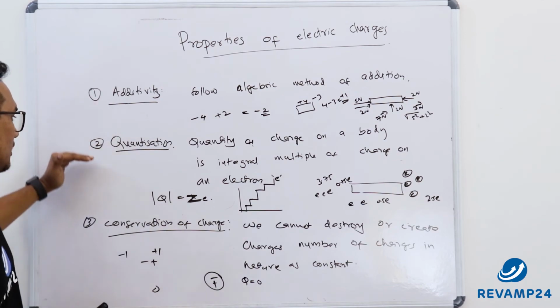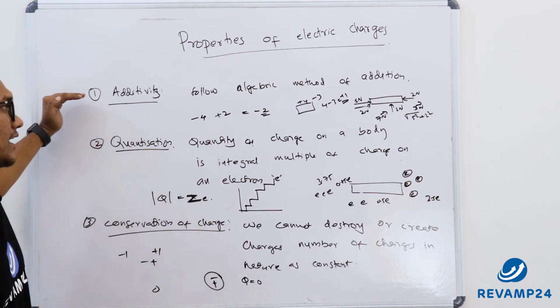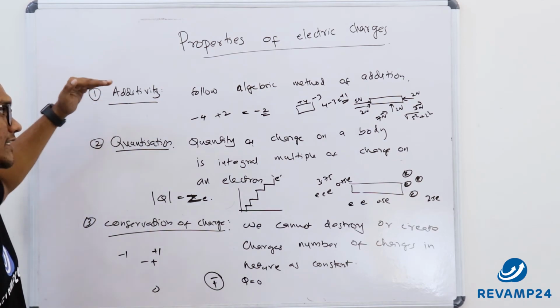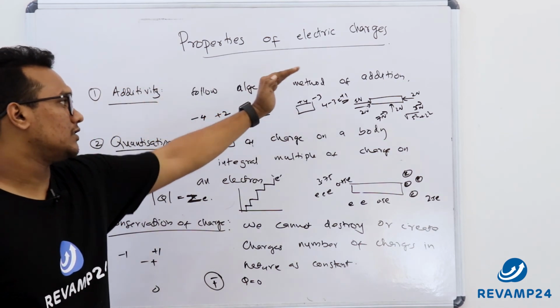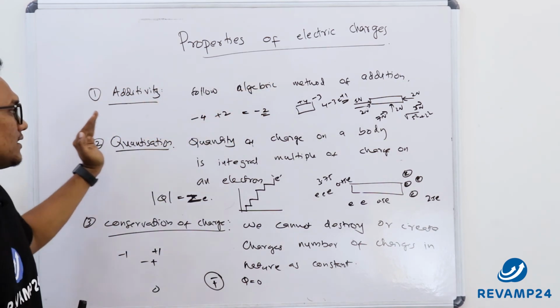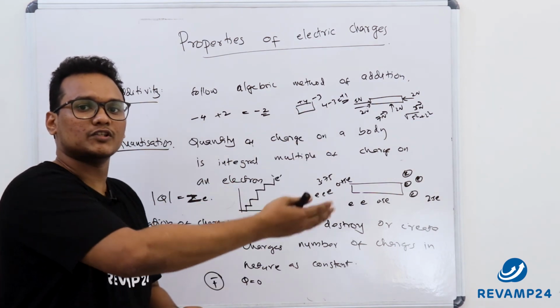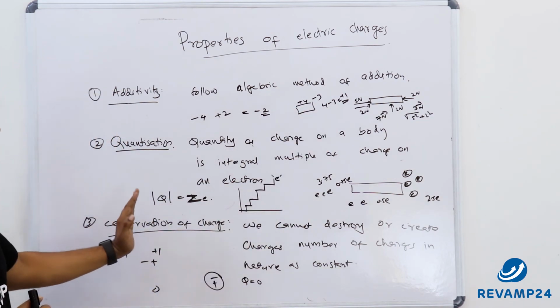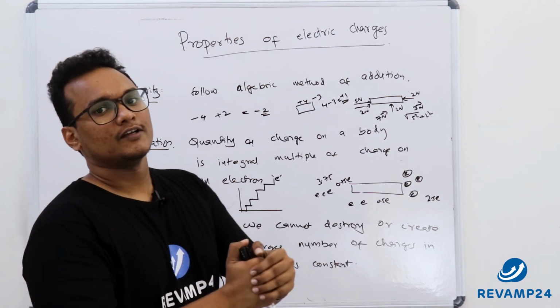So these three properties are very important and this can be asked for a 3-marker. Additivity explained for 1 mark: it follows the algebraic method of addition. Quantization: the quantity of charge of a body will always be an integral multiple of E. Conservation: charges can neither be created nor be destroyed.